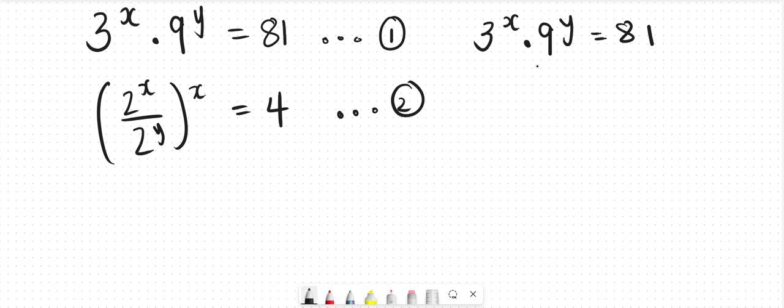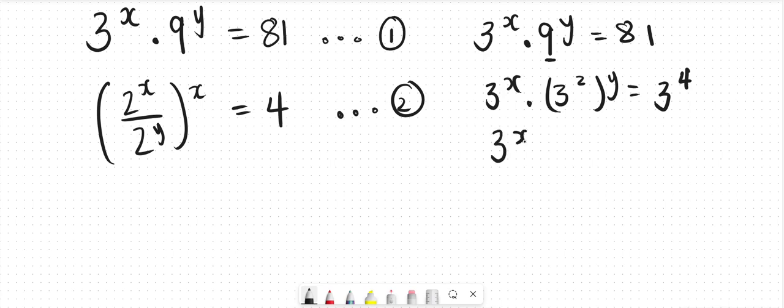So what do I need to do? I'm going to change this 9 into a base of 3. A 9 is 3 to the power of 2, and all of this is to the power of y. I'm going to change the 81 into a base of 3 as well, and that is 3 to the power of 4. It helps if you know your powers of 3s and your powers of 2s and so on. So at this point, I'm going to keep the 3 to the power of x.